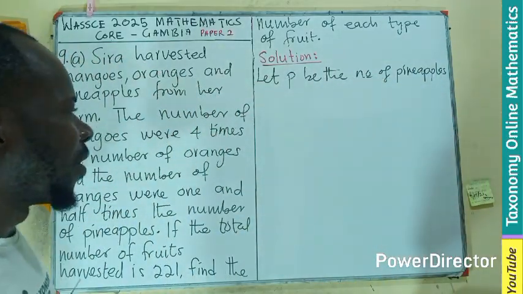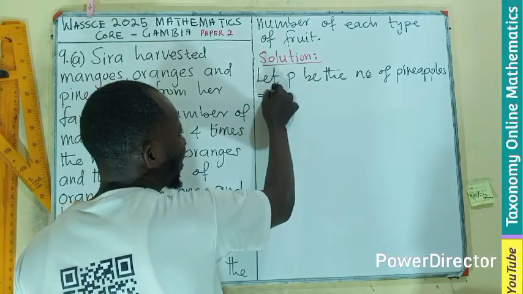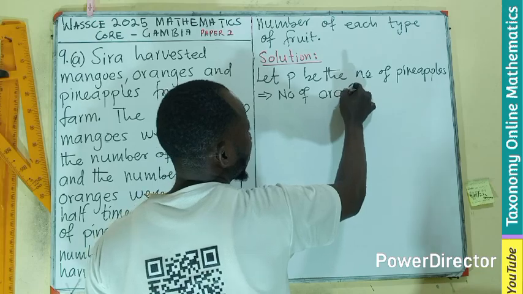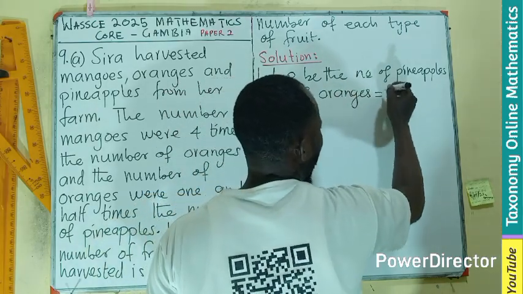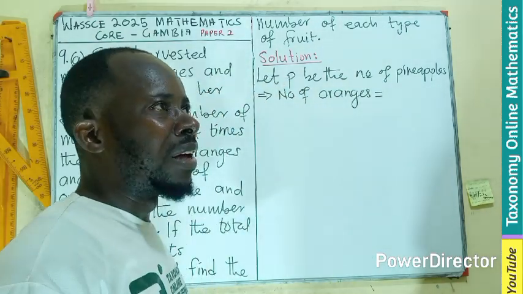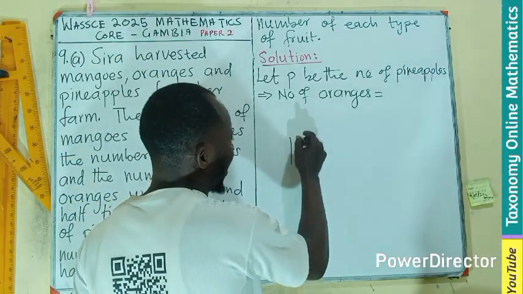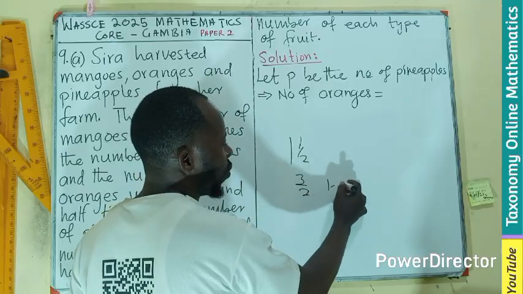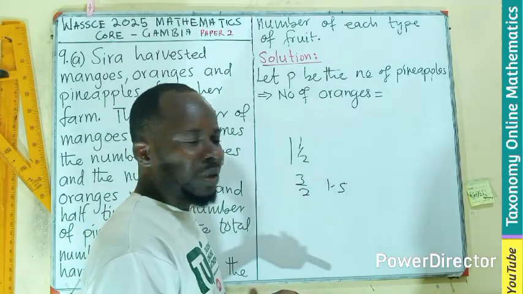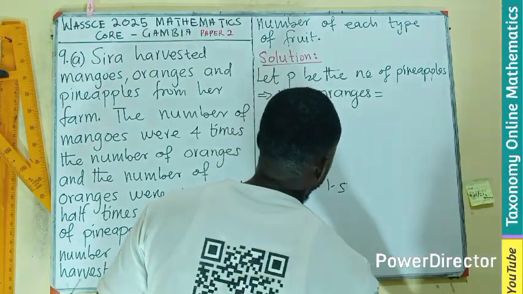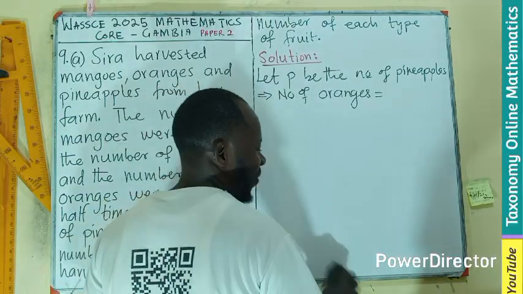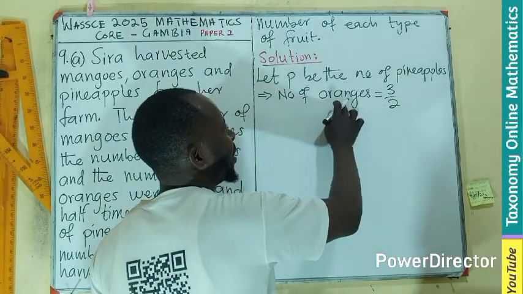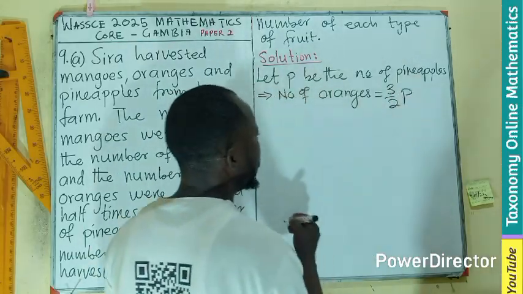So if P is the number of pineapples, that implies that the number of oranges is going to be 1.5. We can use 1.5 as a whole number and a fraction, which can be converted into 3/2 or 1.5. You can work with 1.5, you can also work with 3/2. I think I'll prefer the fraction rather. So that would be 3/2 times the number of pineapples, which is P.